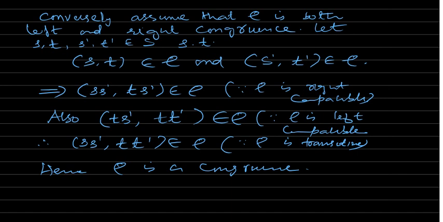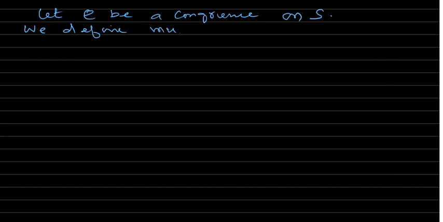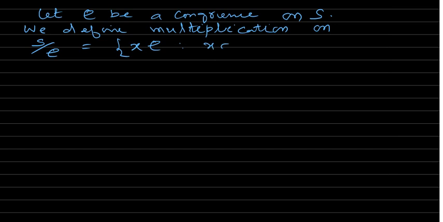So next we define a quotient semigroup. Let rho be a congruence on S. We define multiplication on S over rho, which is the set of classes x rho, x belongs to S. We define multiplication on this by choosing two elements, say x rho, y rho. The product is equal to the rho class of xy.